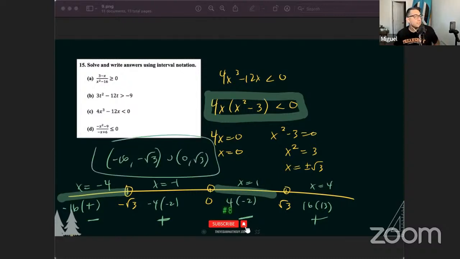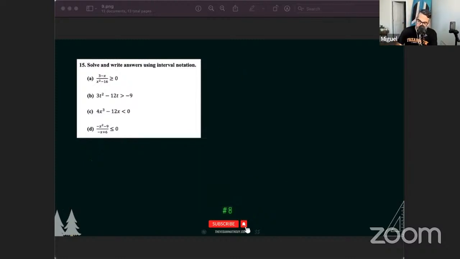All right, hopefully that made sense. But again, every time we're trying to do that number line, we just have to make sure that you find the values when it's equal to 0 and then just plug in values in between. Okay, let's go to that last one, part D. -x squared minus 9 over -x plus 6 is less than 0.